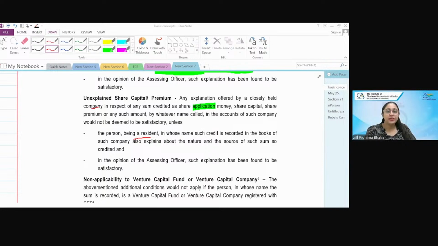Any doubt in unexplained cash credit? What, why, how this happens? Sorted? Thank you so much, Oja. Thank you so much.